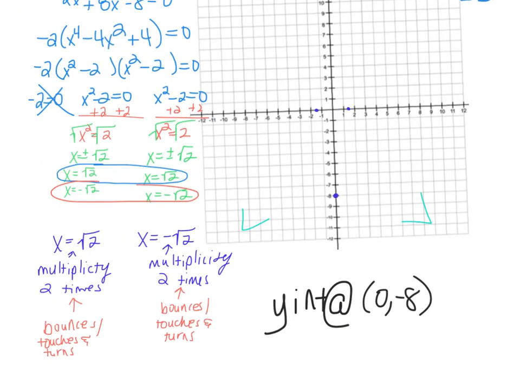Okay, so think about it. You guys told me what happens at negative root 2 and positive root 2 on my graph. They bounce. It bounces, it touches and turns. So from the left-hand side, go up in your mind, go up to root 2, and then what does it do? Bounce.